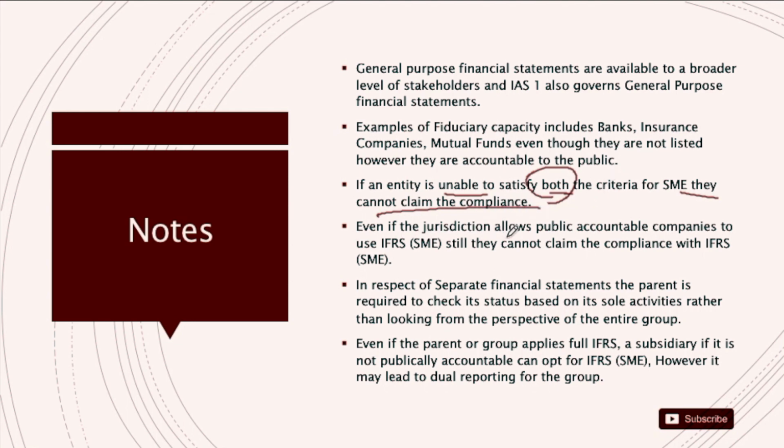Even if in a certain jurisdiction publicly accountable companies are allowed to use IFRS for SMEs, they still cannot claim the compliance. Even if your jurisdiction allows it, you cannot claim compliance if you are publicly accountable, which means IFRS for SMEs is only applicable for entities which do not have any public accountability and for general purpose financial statements.